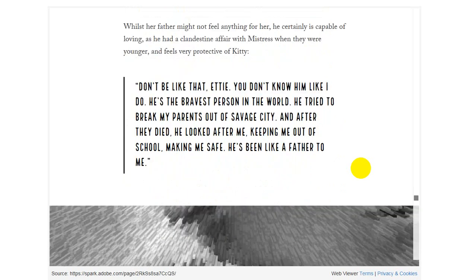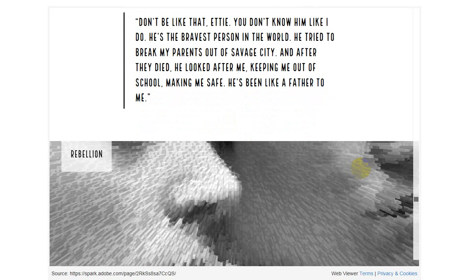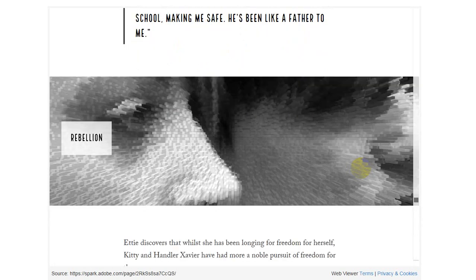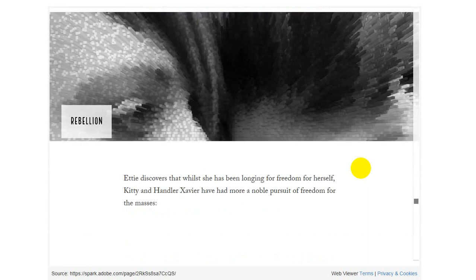On the other hand, Handler Xavier is enigmatic because he is able to feel. He feels very protective of Kitty. "Don't be like that, Etty. You don't know him like I do. He's the bravest person in the world. He tried to break my parents out of Savage City, and after they died, he looked after me." So, there's more to Handler Xavier than meets the eye, and perhaps we'll find out in subsequent novels whether he's a good or bad guy after all.